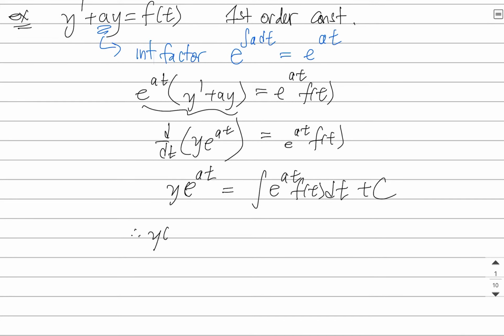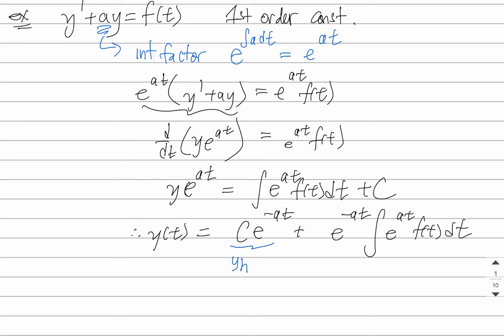Now this allows you to come up with two parts to the solution. You'll have c e to the minus at, plus e to the minus at times an antiderivative, the integral of e to the at f of t dt. This part I'm going to call yh for the homogeneous, and this part I'm going to call yp.